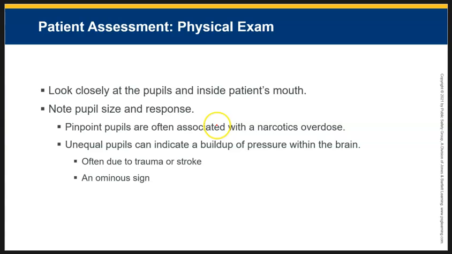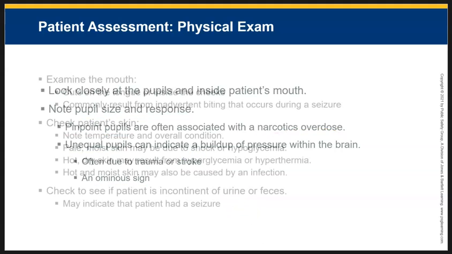When you assess the pupil, consider both size and response. Remember our acronym PEARL, pupils being equal, round, and reactive to light. Pinpoint pupils could be associated with a narcotics overdose, and unequal pupils, the E in PEARL, could indicate some sort of pressure within the brain, some sort of hematoma, and that could be the result of a hemorrhagic stroke. That is not a good sign, unequal pupils.